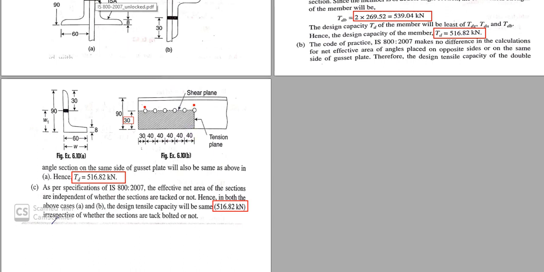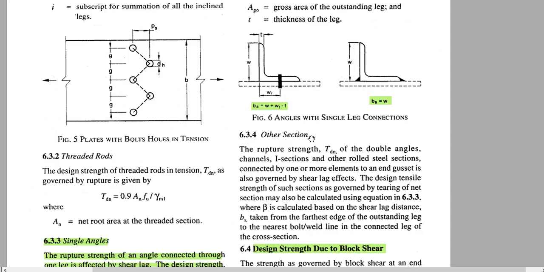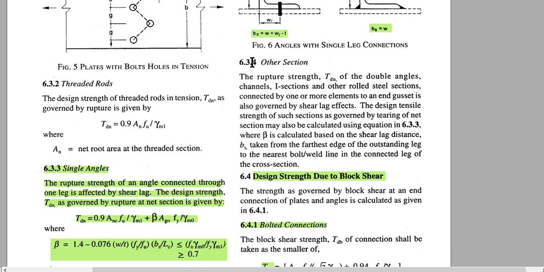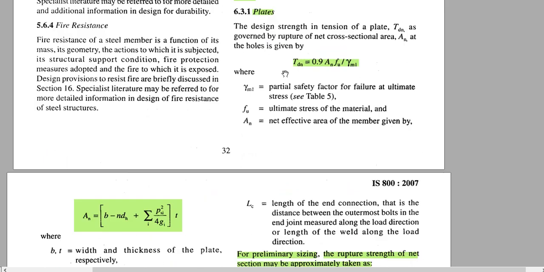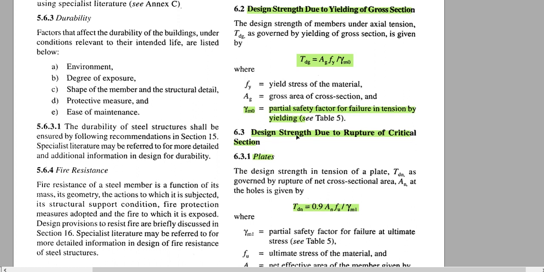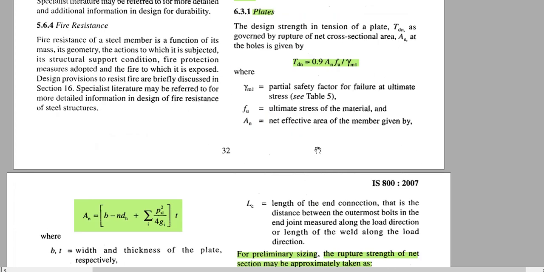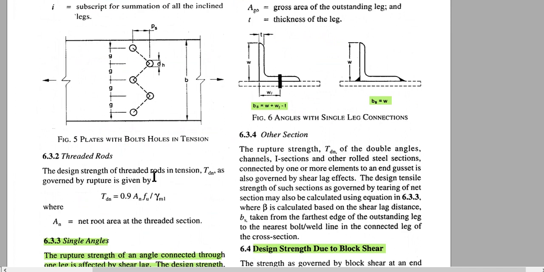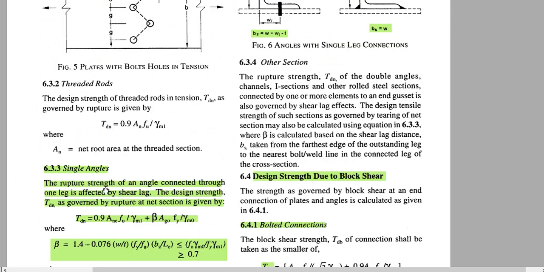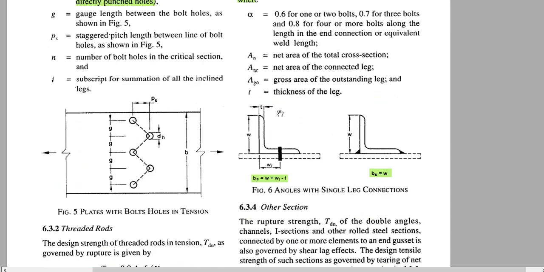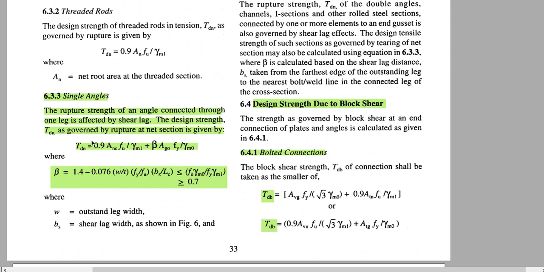Now let us go back to the IS code. Then for other sections, that means for the net critical section, the design strength due to rupture of the critical section. We need only the angle section for this question. We have explained this; we know how to find out this Tdn.